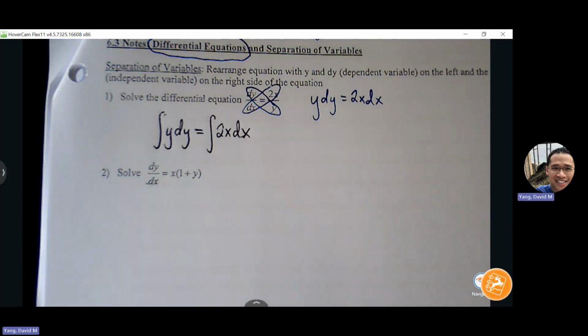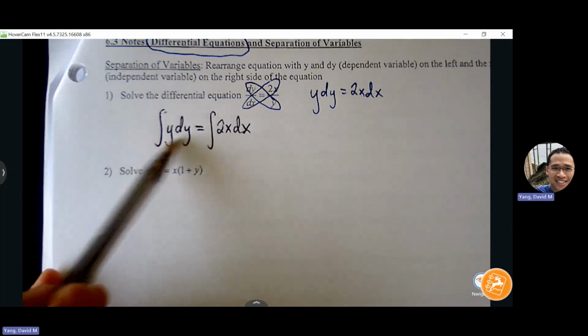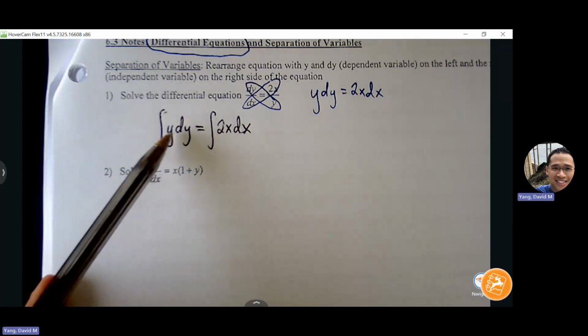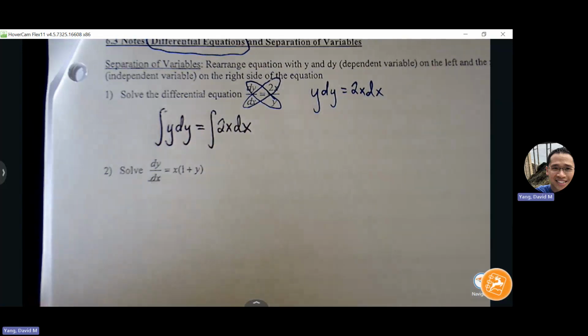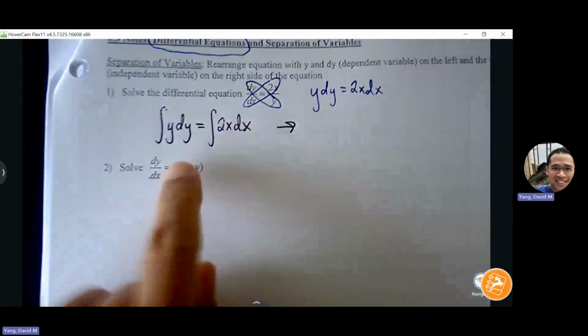Also power rule. I know it looks strange because we're not used to working with the y variable, but you just treat y like you would x, right? If it was x dx, you would do power rule. If it's y dy, you would do power rule. Okay, so let's move on to taking the antiderivative.